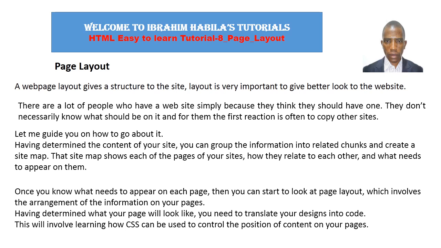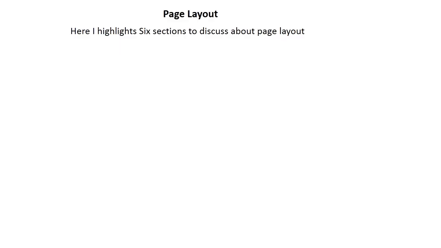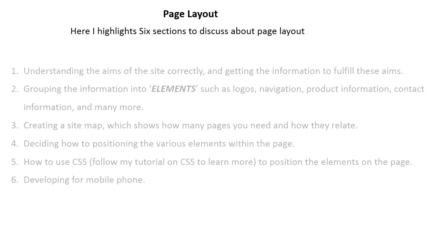Having determined what your page will look like, you need to translate your design into code. This will involve learning how CSS can be used to control the position of content on your pages. So this is how I will continue with the page layout. Here I highlight 6 sections to discuss about page layout.